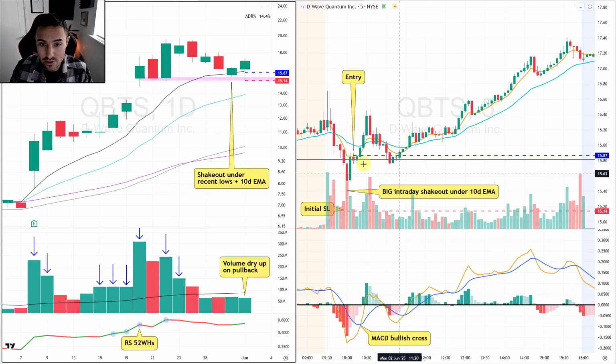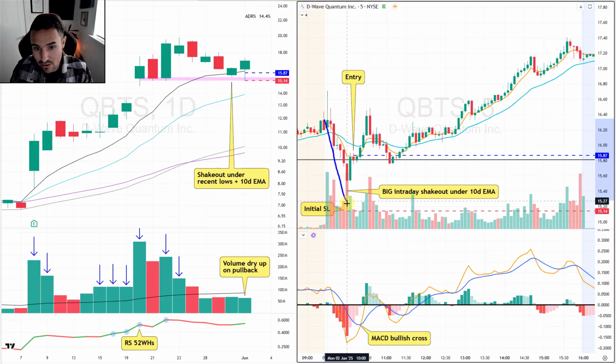We're going to talk about that soon. And you can see that there, reflected on the 5-minute chart. See that big shakeout? It's down and then boom, like this. See that? Shakeout demand tail there, pop in the volume. Big intraday shakeout underneath the 10-day EMA.